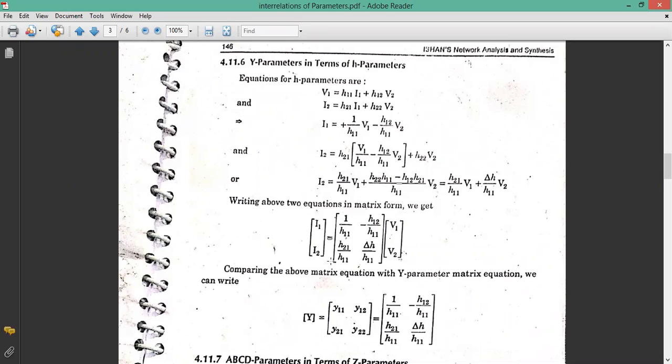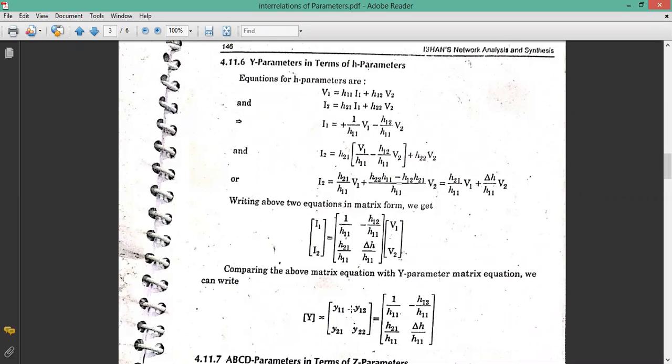So when you compare this y parameter in terms of h parameter, y11 is equal to 1 upon h11, y12 is equal to minus h12 upon h11, y21 is equal to h21 upon h11, and your y22 will become del h upon h11, where del h is equal to h11 h22 minus h12 h21. So here you can solve the equations like y parameter in terms of your h parameter.